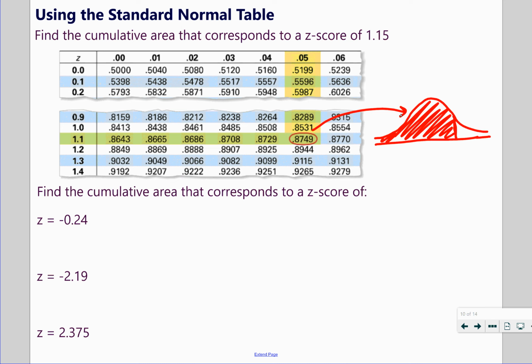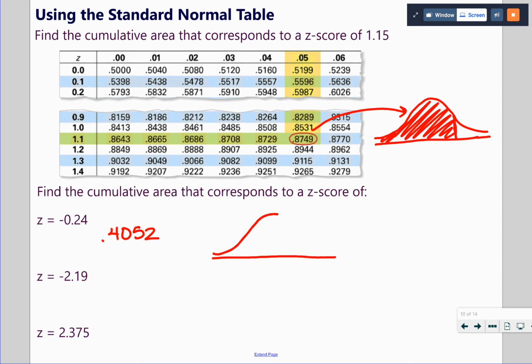Find the cumulative area that corresponds to a z-score of negative 0.24. So we're just locating these in the charts, all we're doing. Okay, so for this one, you're going to go to the negative side of your chart. You're going to find negative 0.2. You're going to go down to that row. You're going to go over to where it says 4, for the last digit, and that is 0.4052.